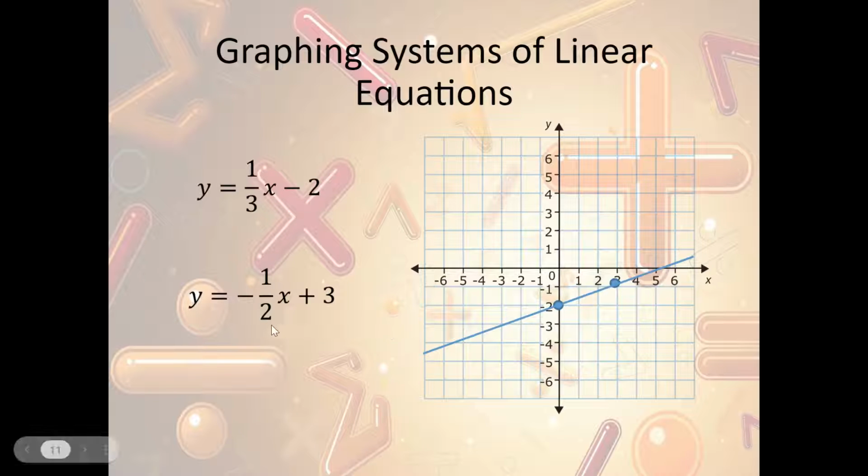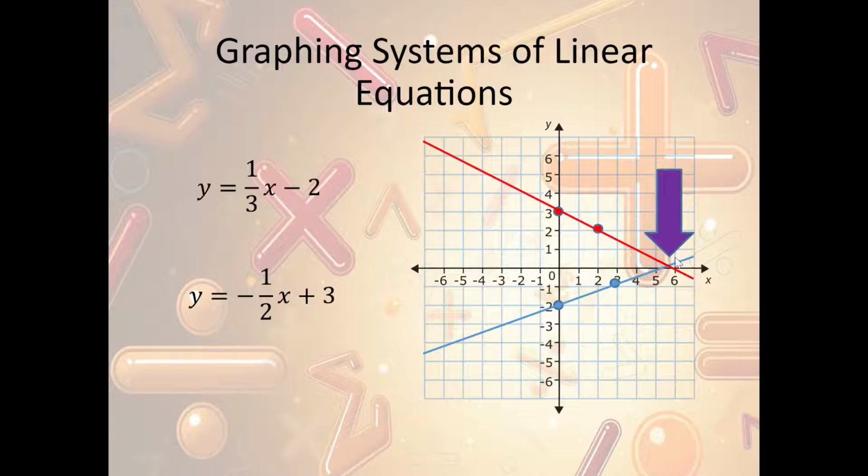Now, we're just going to plot the second line on the same graph. So my y-intercept for this one is 3. So I'm going to go up 3 and plot my point. And my slope is negative 1/2. So I'm going to go down 1, to the right 2. Connect the dots. And notice now I have a point where they intersect, which is right there. That is considered the solution to the system of equations.